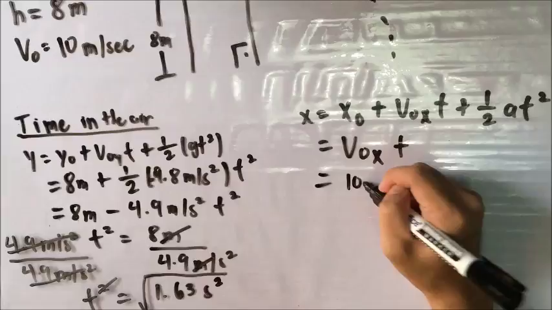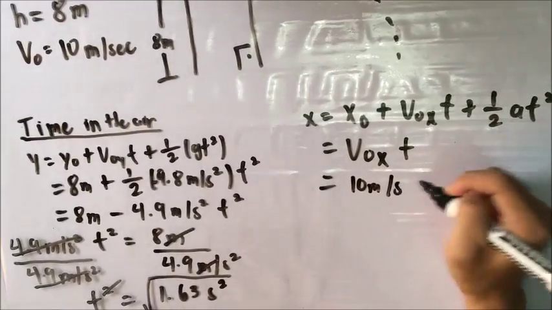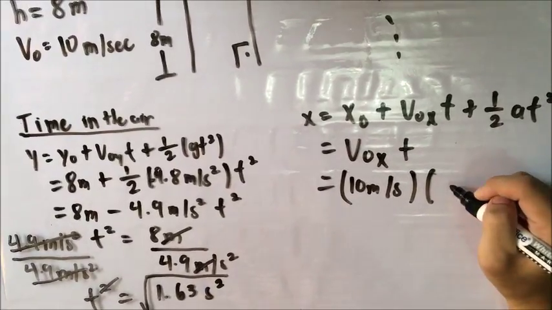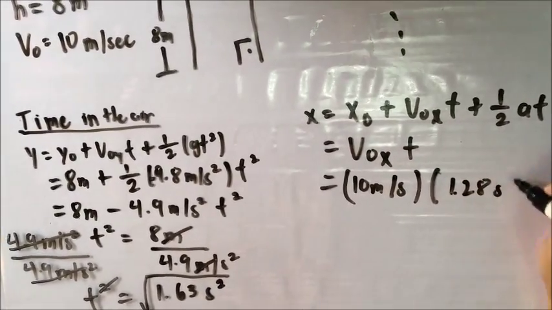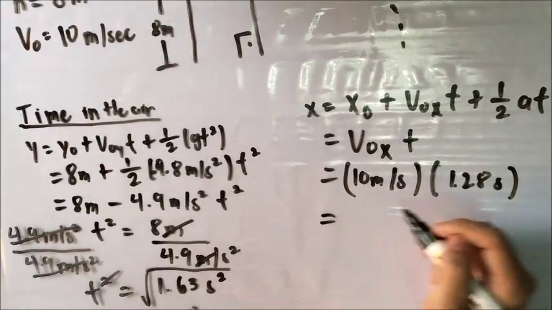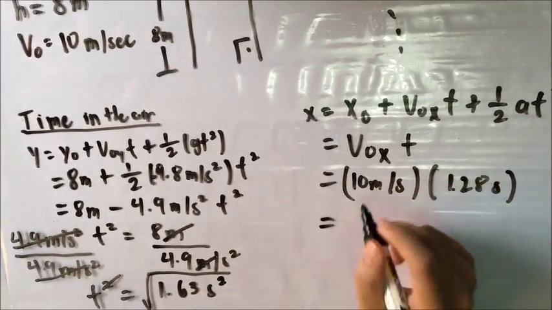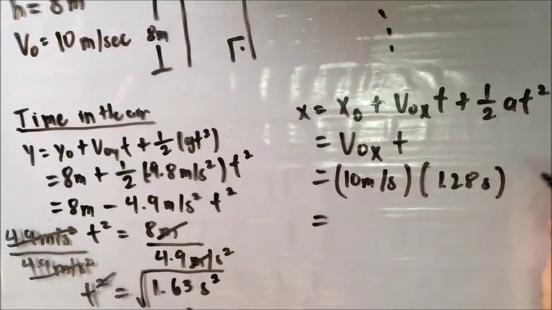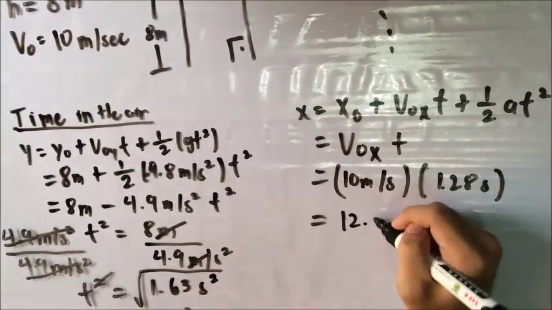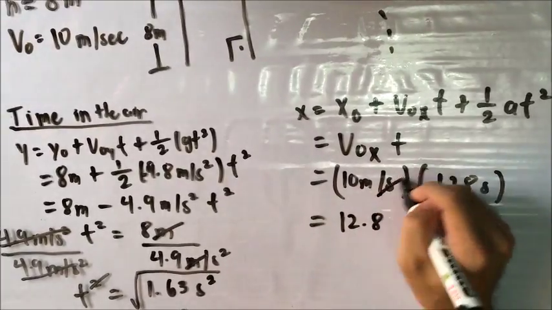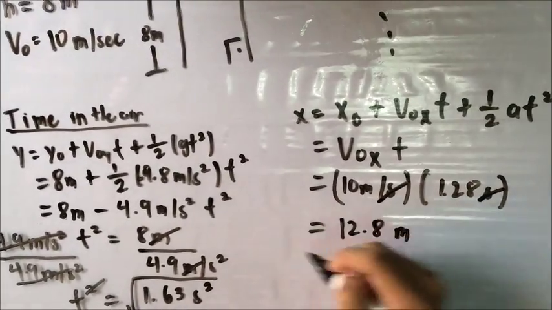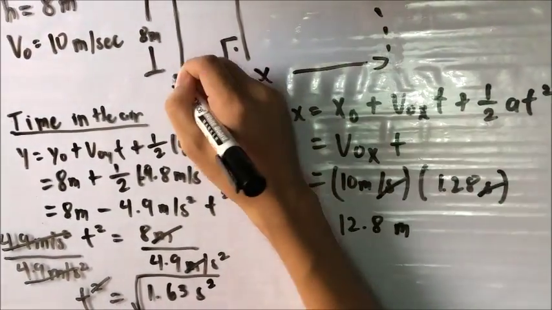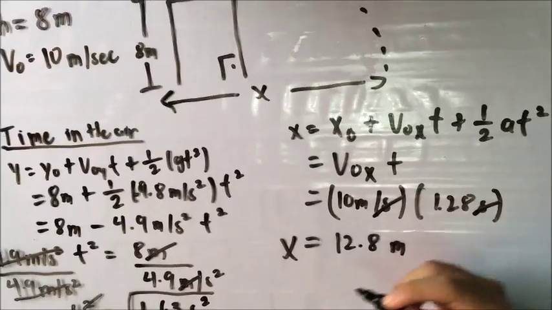v0x is 10 meters per second times the time 1.28 seconds. Now compute 10 meters per second times 1.28 seconds is equal to 12.8. Cancel out the seconds, meter. So that's our x, or the distance of the object thrown in the problem.